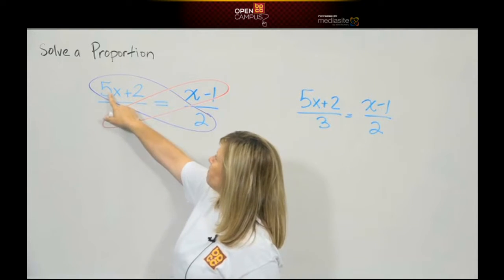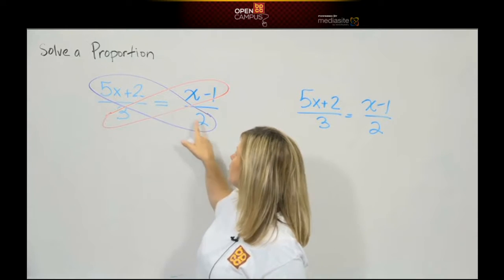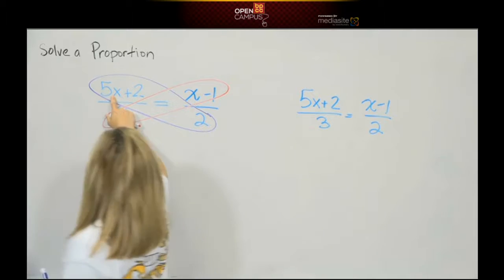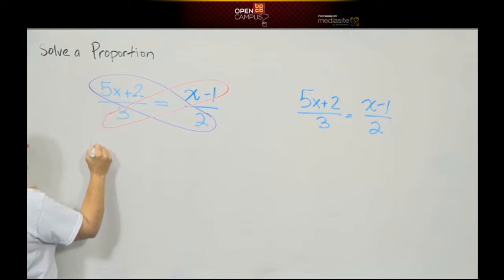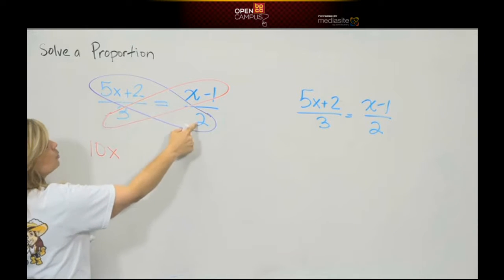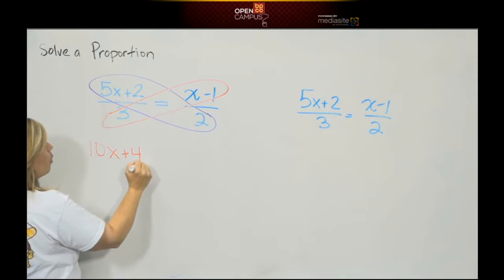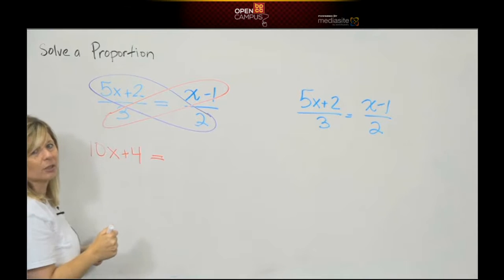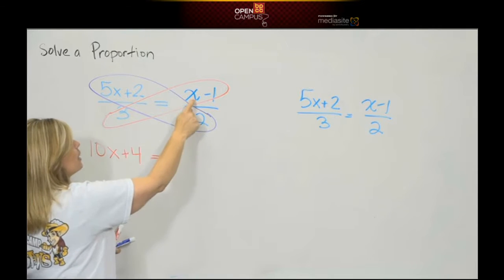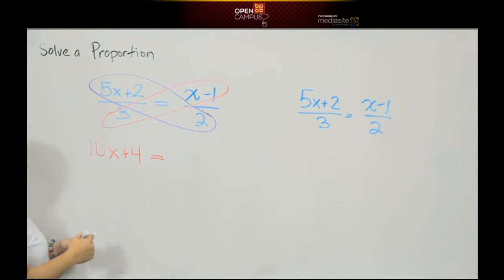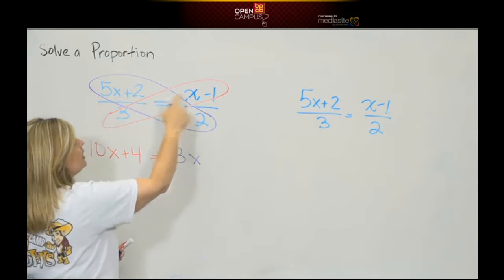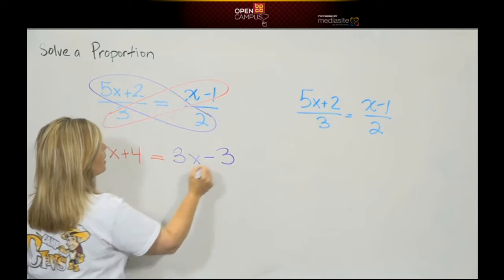So I want to multiply 5x plus 2 times 2, which means I have to use my distributive property. 5x times 2 is 10x. Positive 2 times 2 is positive 4. Then you put the equals, and then you multiply the next loop. 3 times x minus 1, again, we would have to distribute. 3 times x is 3x. 3 times negative 1 is negative 3.